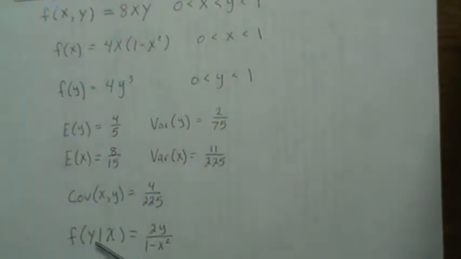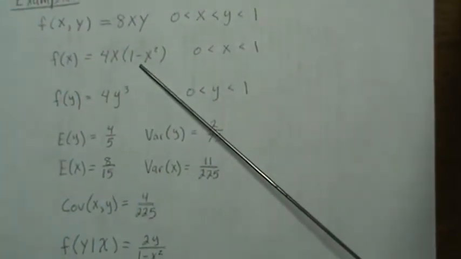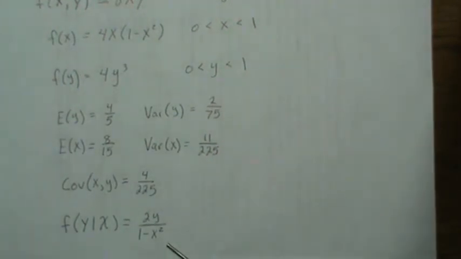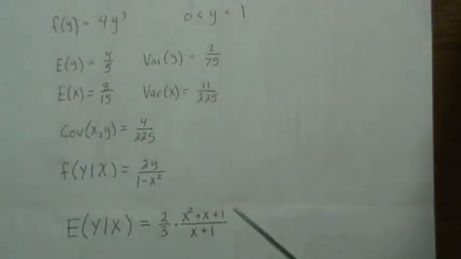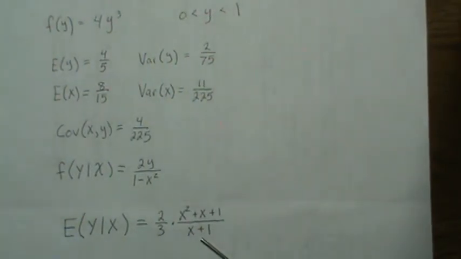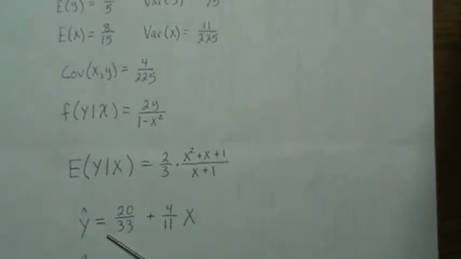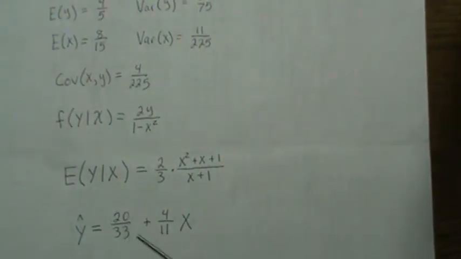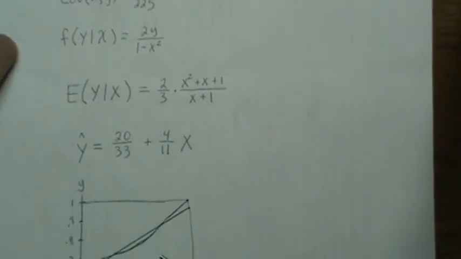f of y given x is this density divided by this density, and you come up with this. So the best predictor of y given x is this expression. Well, that's not exactly a line. So when we plug in what we did before, it can be shown that our line, the best fitting line, is this expression.